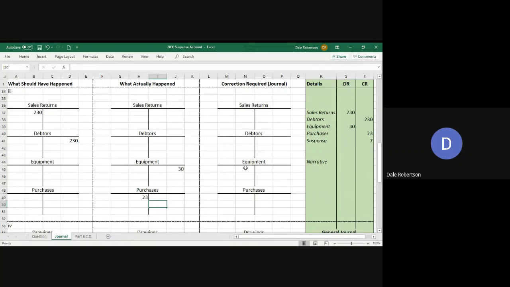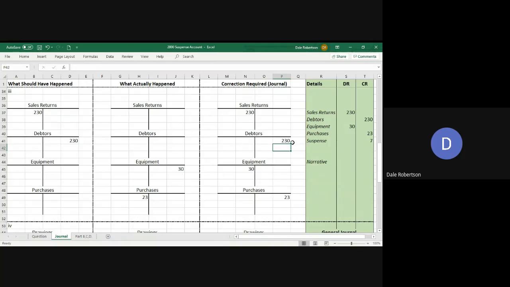So how do you solve this? Well, you literally go and you cancel what is incorrect. You put 30 on the debit here to cancel this erroneous figure, and you put 23 on the debit here to cancel this one. Now you're left with a clean slate, and then you put what should have been in there at the start, which is that 230 in sales returns and 230 in debtors.